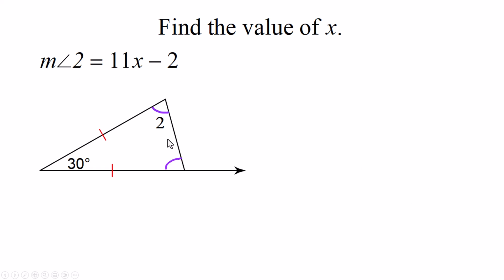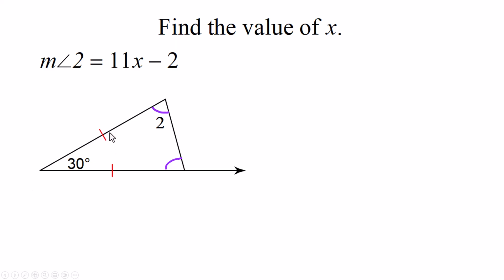But I know these two base angles are equal to each other, so I know that if this one is 11x minus 2, this one must also be 11x minus 2. First thing I'm going to do, though, is I have this 30 degrees. This is not one of the base angles, even though it's here on the bottom. This triangle's been tipped over.